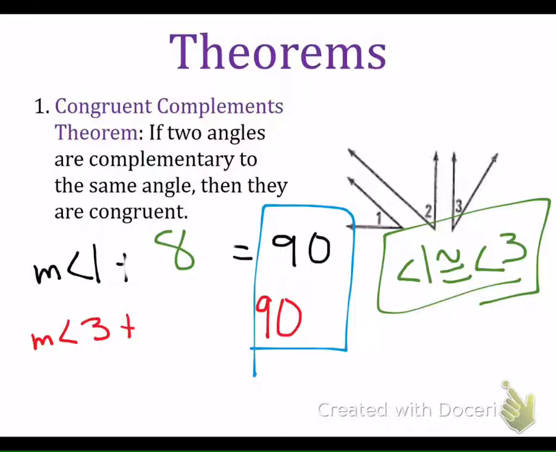Let's take this out. Instead, let's say this one's 80. What would angle 1 be? 10. What would angle 3 be? Do you see how no matter what I make angle 2, as long as they're both complementary to it, angle 1 and angle 3 have to be the same, right? Does this make sense? It's kind of tricky. But if you take out the angles and put in actual numbers, it makes a little more sense.